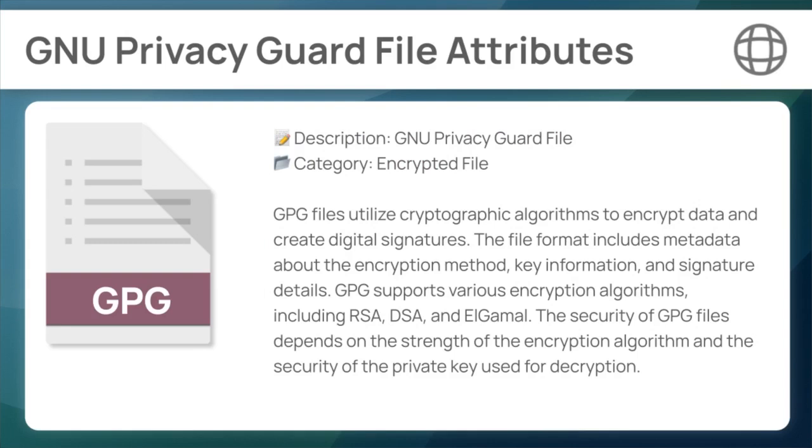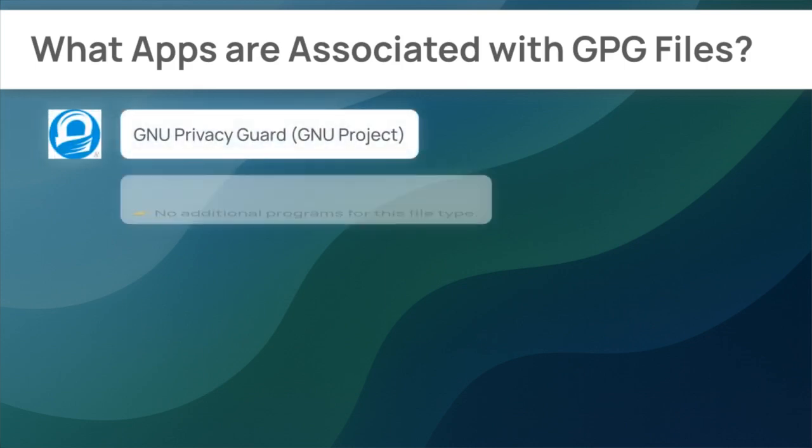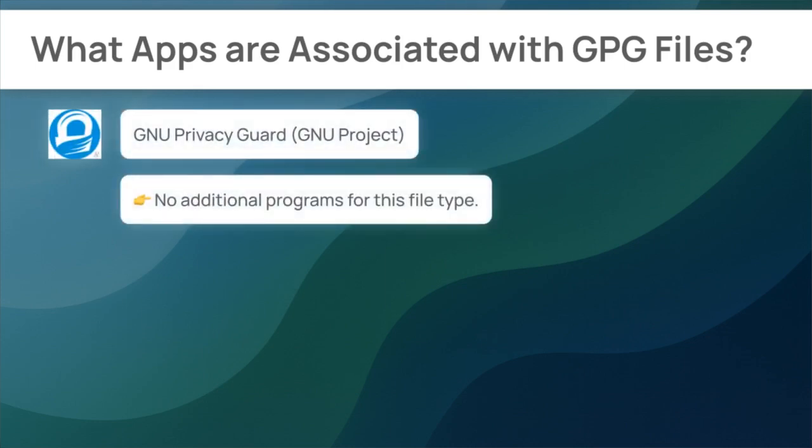GPG supports various encryption algorithms, including RSA, DSA, and ElGamal. The security of GPG files depends on the strength of the encryption algorithm and the security of the private key used for decryption. For viewing and interaction, GPG is most commonly opened via GNU Privacy Guard from GNU Project.